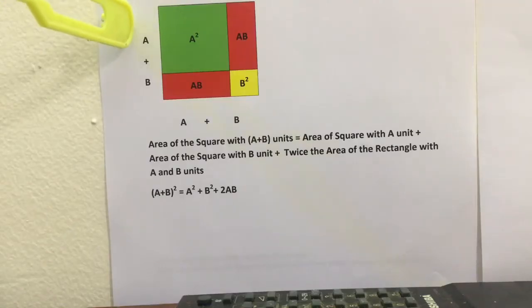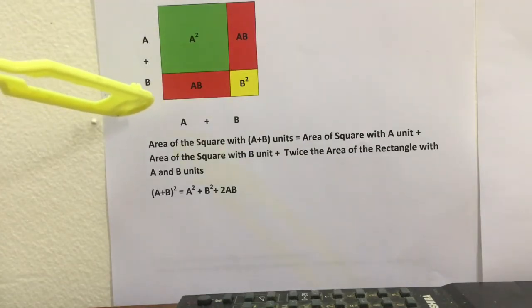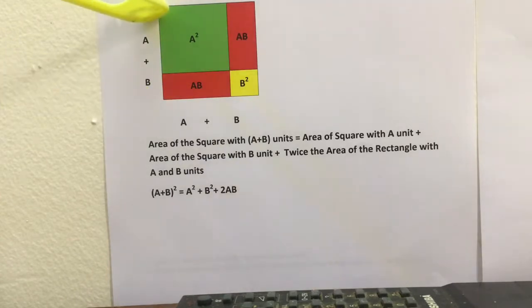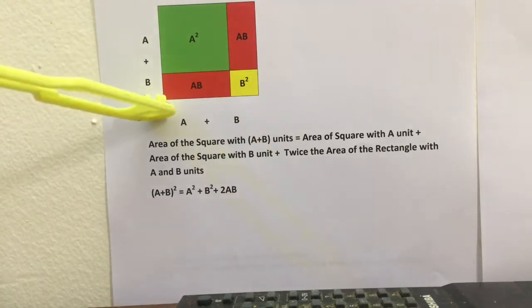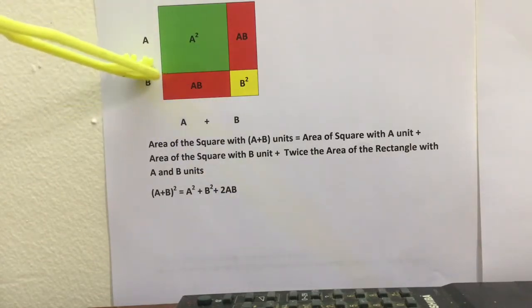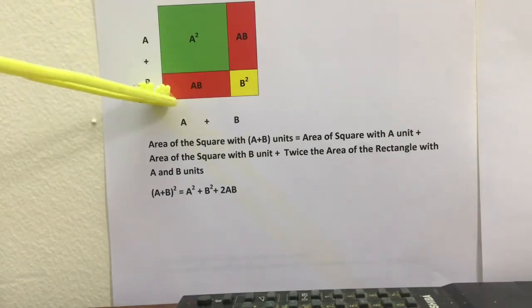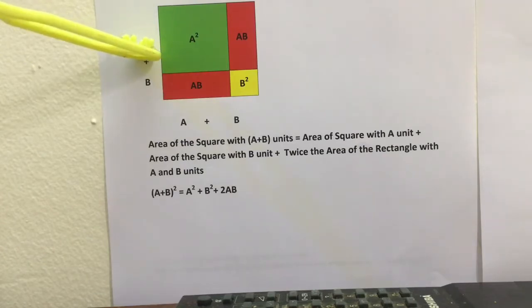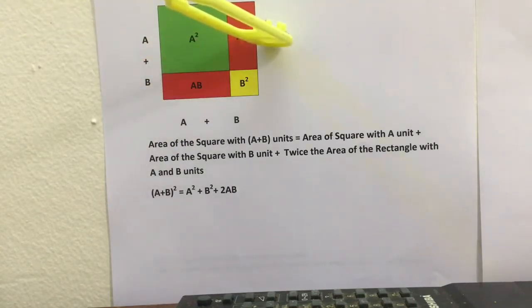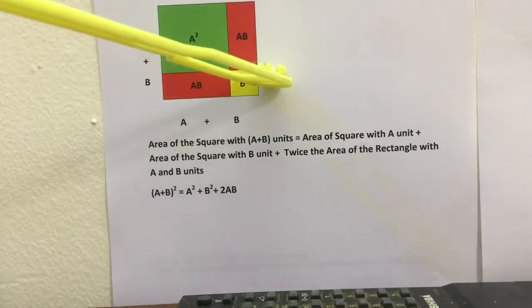Let me explain this with the help of one example. Please consider this square whose side is a plus b units. We know that all the four sides are equal in a square. Here the side is a plus b. That means from this point to this point the length is a, and from this point to this point the length is b. If this length is a, then this length also a, this length also a. If this length is b, this length also b, this length also b.